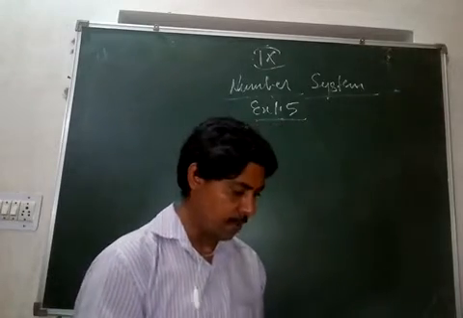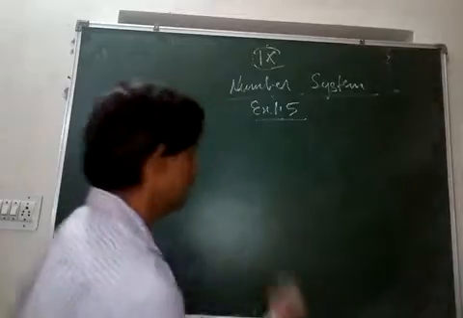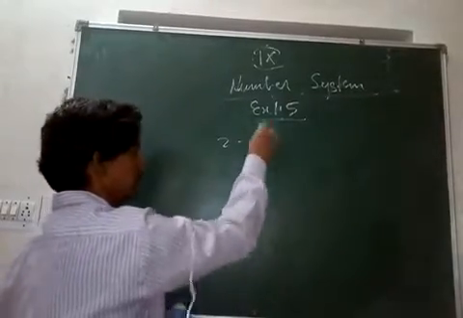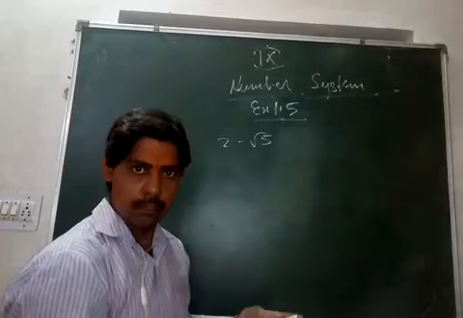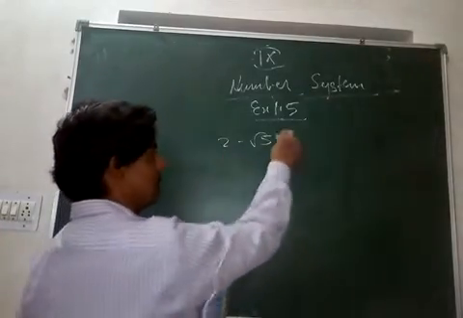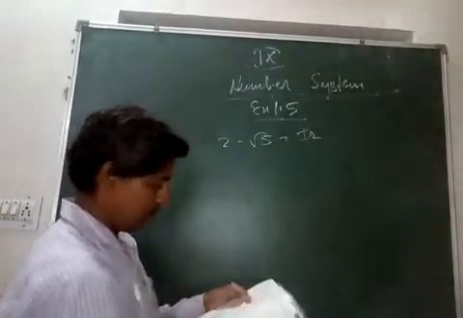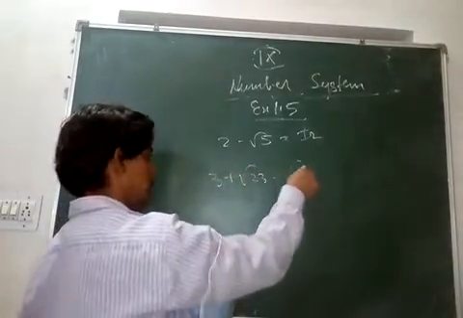As you remember, I gave you exercise 1.5 as homework, and let me read all the questions quickly so that you understand. Classify the following as rational or irrational. 2 minus root 5. This is exercise 1.5, number system. So 2 minus root 5, as you can see, this is rational, this is irrational, so this is definitely irrational.